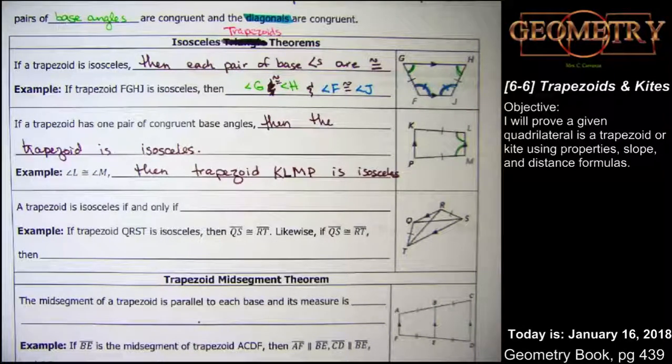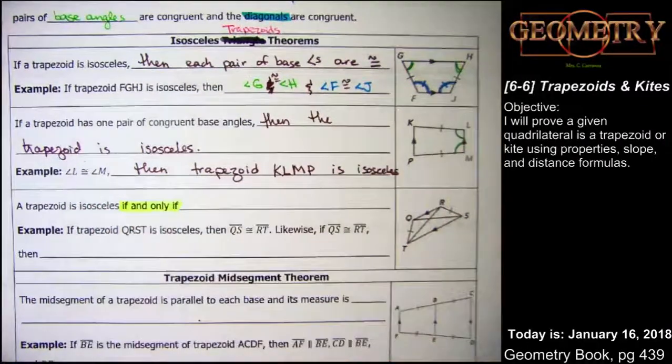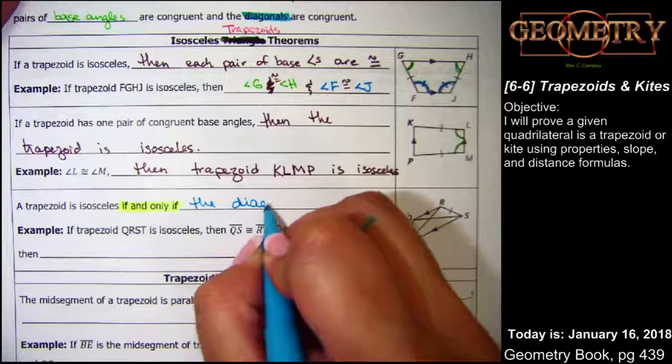Next one. A trapezoid is isosceles if and only if, this is what's called our biconditional. This allows us to go both forward and backwards within this statement without any concern. A trapezoid is isosceles if and only if the diagonals are congruent.